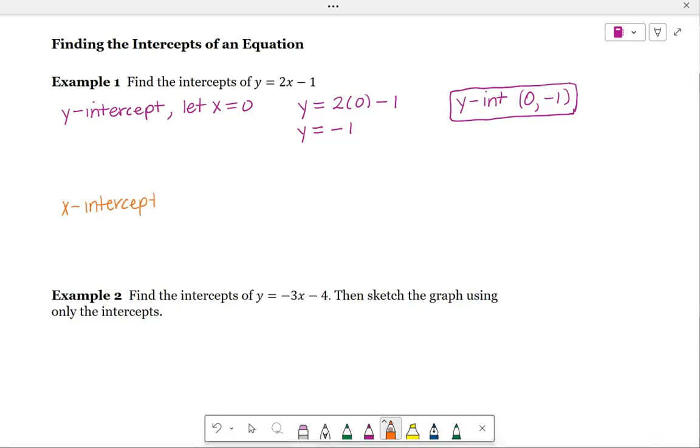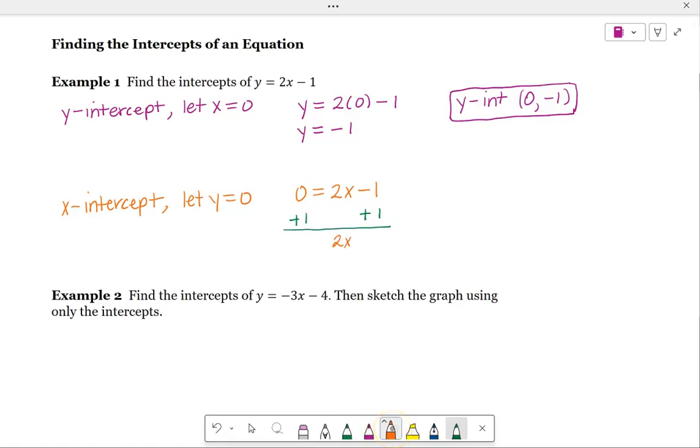To find the x-intercept, we will let y equal 0. So I'll have 0 equals 2x minus 1. And now I'm going to solve for x, meaning get x by itself on one side and have numbers on the other side. So I'm going to add 1 to both sides here.